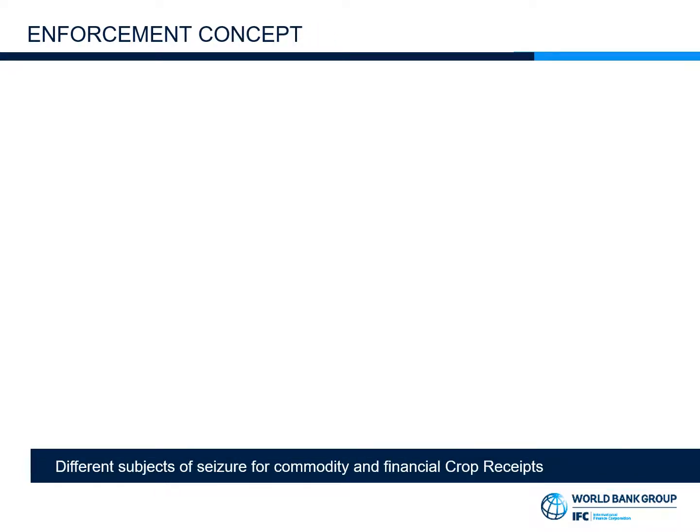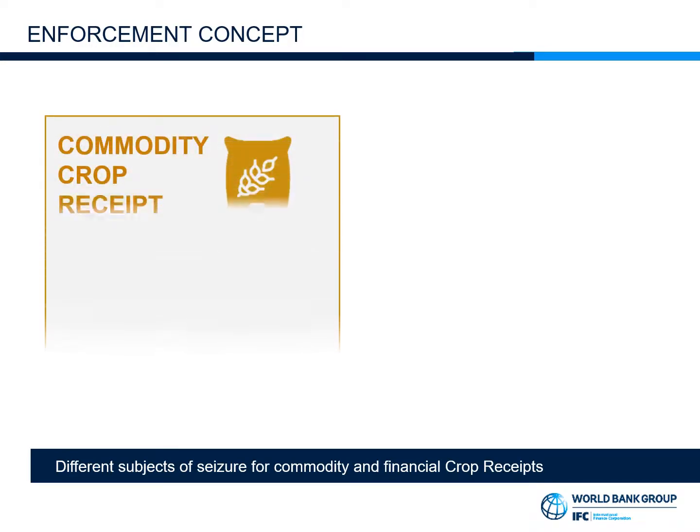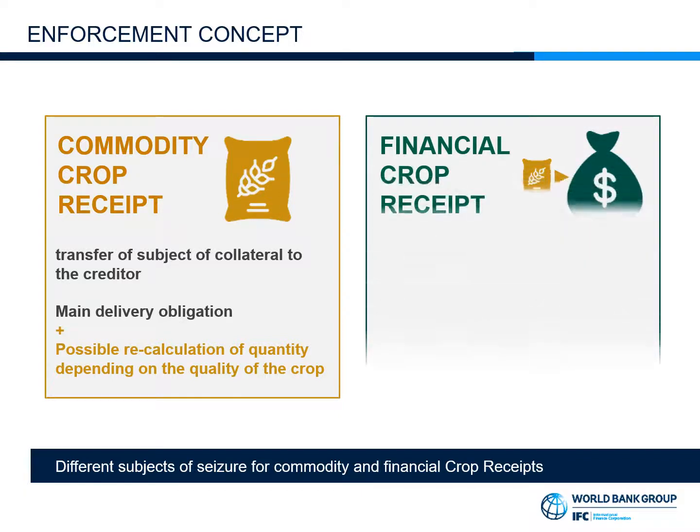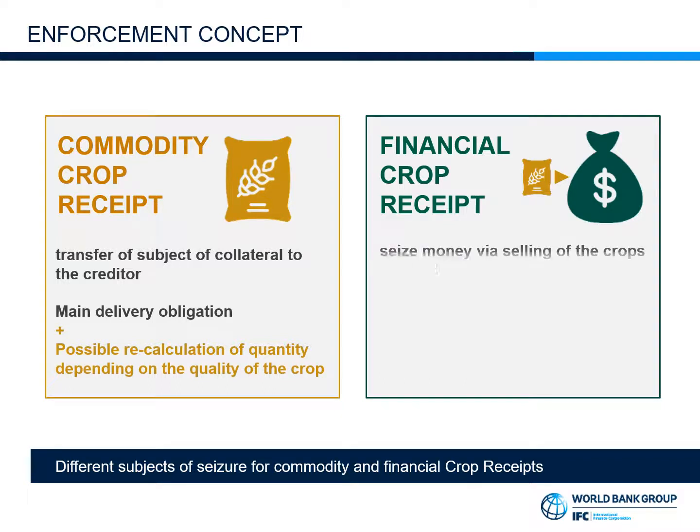A couple of other important points on the difference of the enforcement for different types of crop receipts. Farmers' obligation under the commodity crop receipt is to deliver commodities. Therefore, when enforcing a commodity crop receipt, the bailiff will seize crops pledged and assign property rights on these crops to the creditor. The crop tonnage may be changed depending on the quality, if this option is specifically mentioned in the crop receipt.